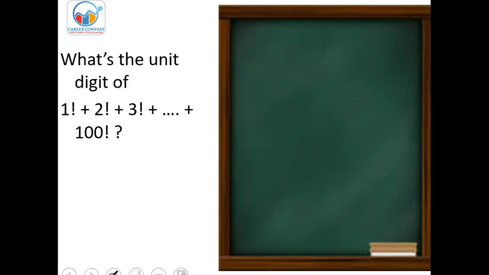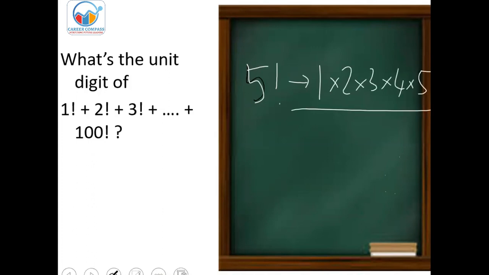Guys, what is 5 factorial? I'm so sorry to change the color. What is 5 factorial? 1 into 2 into 3 into 4 into 5. Yes, of course, we all know this is 5 factorial. Now in 5 factorial, we have a 2 and we have a 5. Right, guys? So when I multiply 2 and 5, no doubt it will give me a 0 in the units place, no?